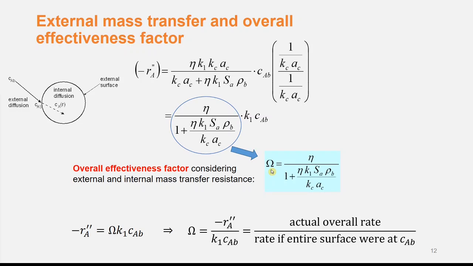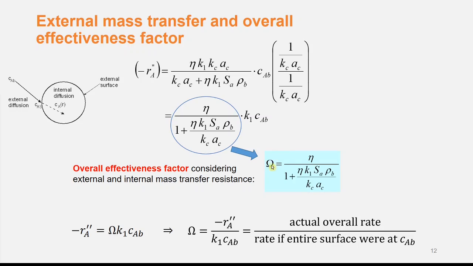You can see this is because it is a function of both eta, the effectiveness factor from topic 3, which accounts for the resistances due to internal diffusion and reaction, and we have k_c A_C here, which accounts for the resistance due to external diffusion. Note we have two effectiveness factors. If we simply say effectiveness factor, we mean the internal effectiveness factor, denoted by eta, which accounts for the resistances due to internal diffusion and reaction.